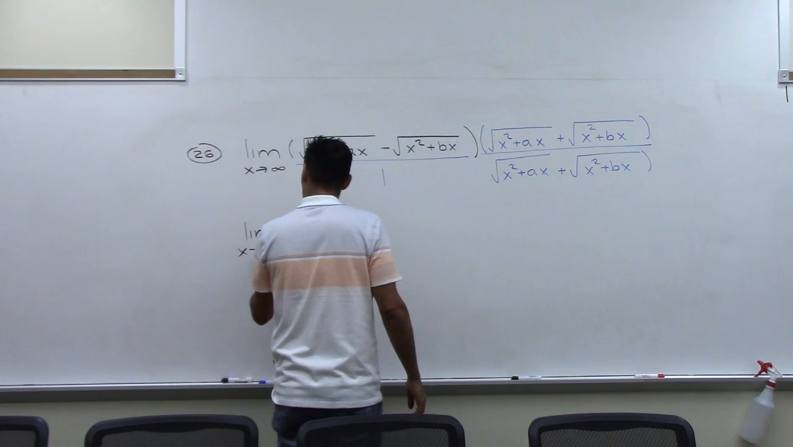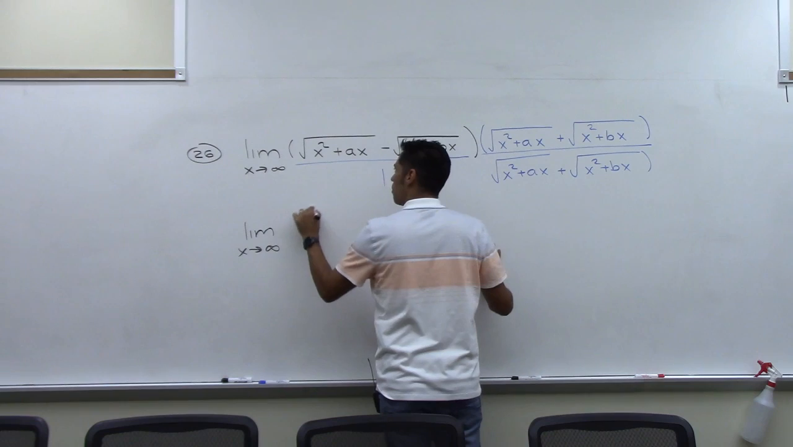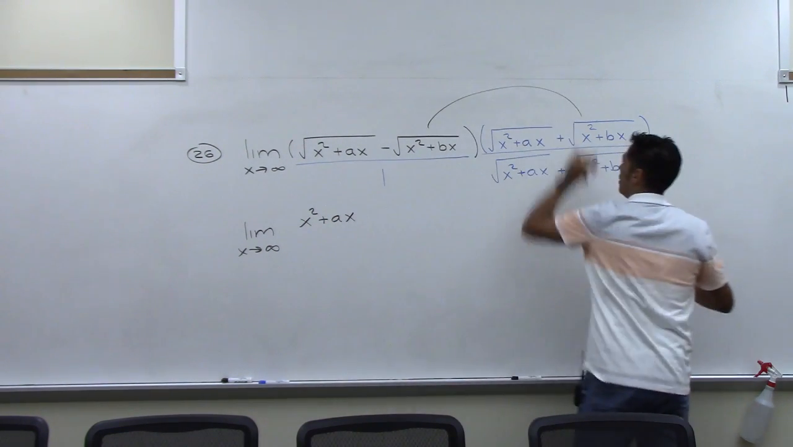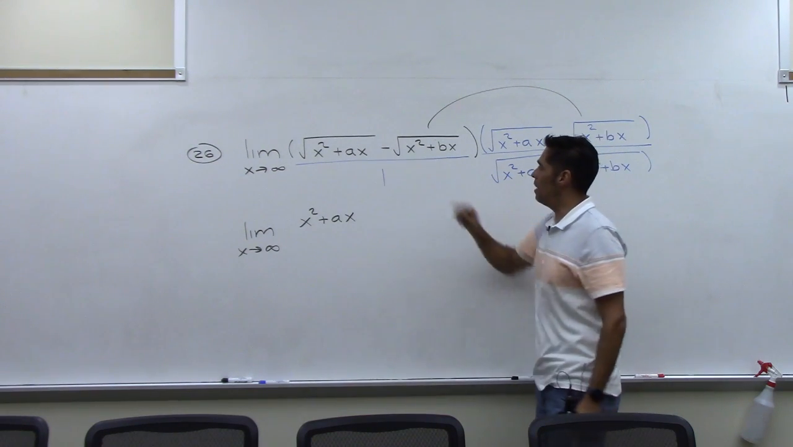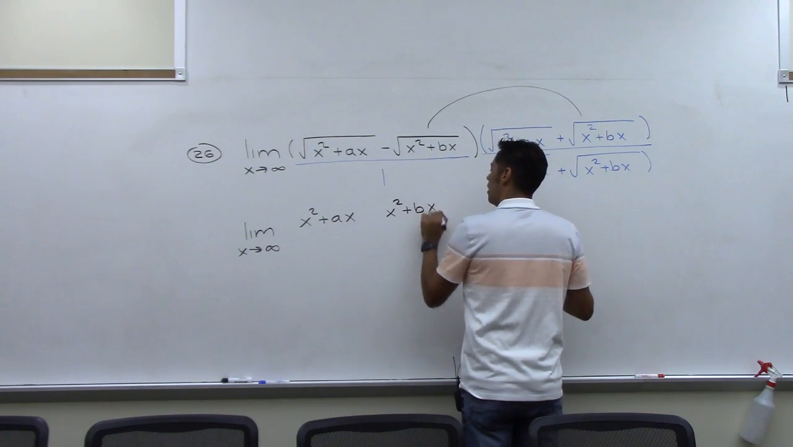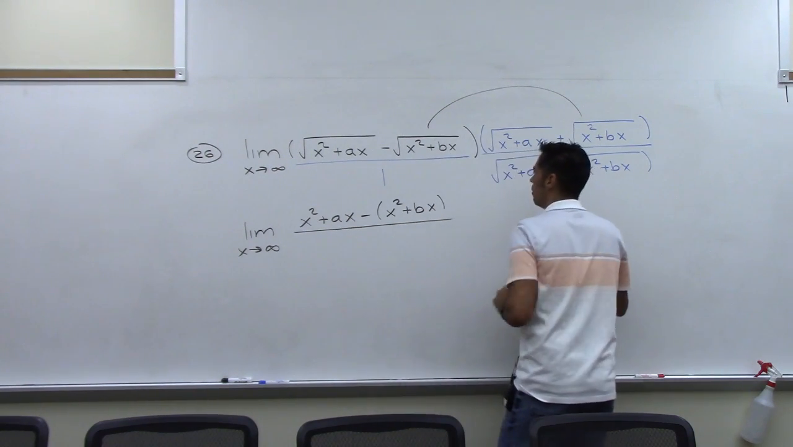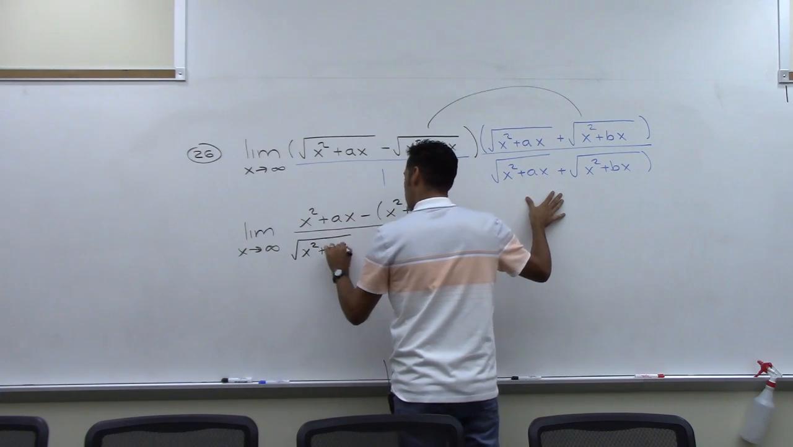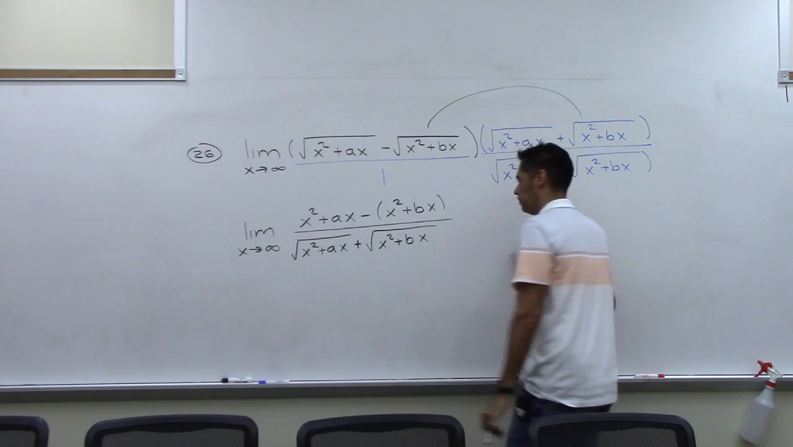Limit of x goes to infinity. Root times same root, root goes away. x squared plus ax. Middle terms don't matter. Last ones, this times this. Root goes away, but it's minus because this is a plus and that's a minus. So the root goes away, which leaves me with x squared plus bx, but I'm subtracting, so I need that in parentheses. And then all of that over this ugly thing right here: root x squared plus ax plus root x squared plus bx.